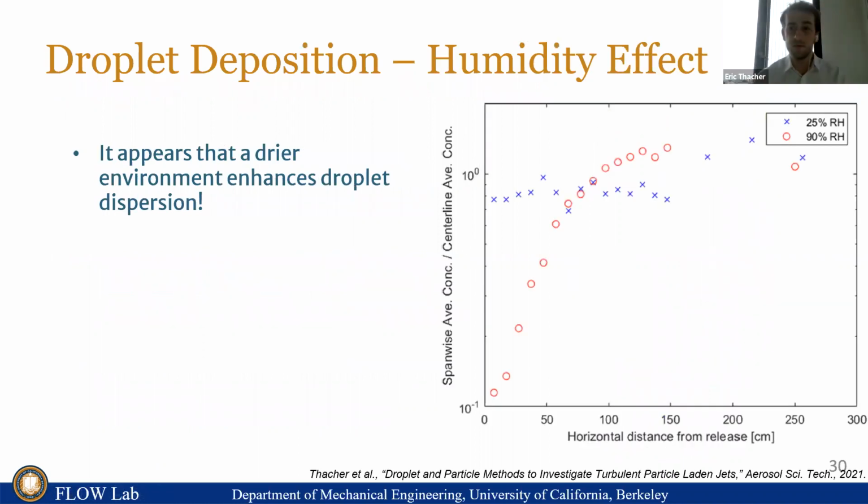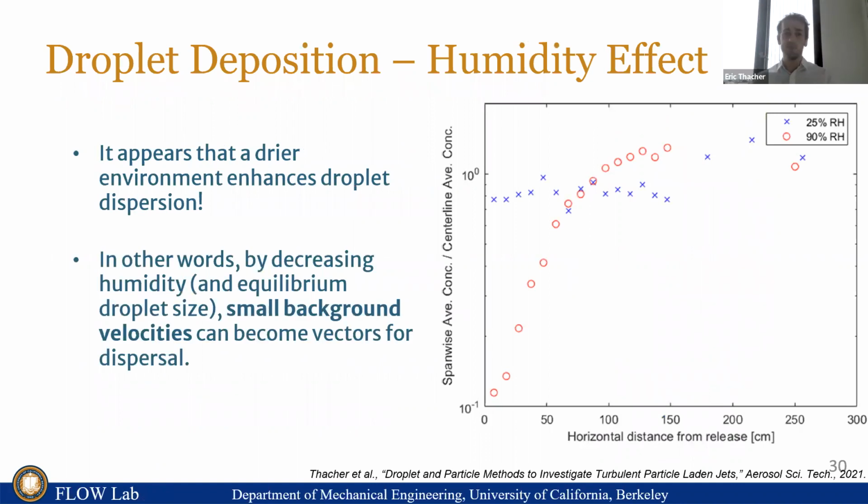I think a key point here is that we applied this to a really basic test case. And it appeared that a drier environment enhances droplet dispersion. What do we mean by that? It basically means that by decreasing humidity, and in turn decreasing the equilibrium droplet size, the small background velocities present in the room become important.